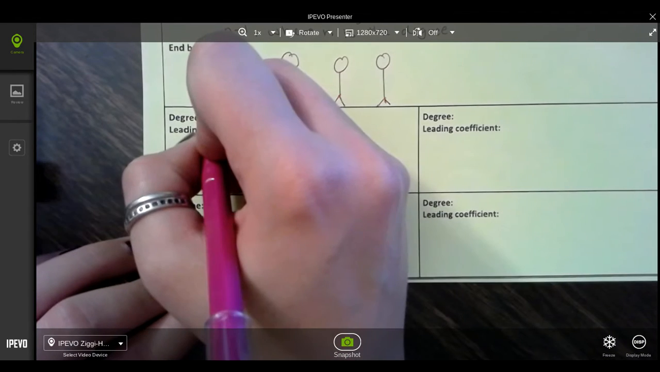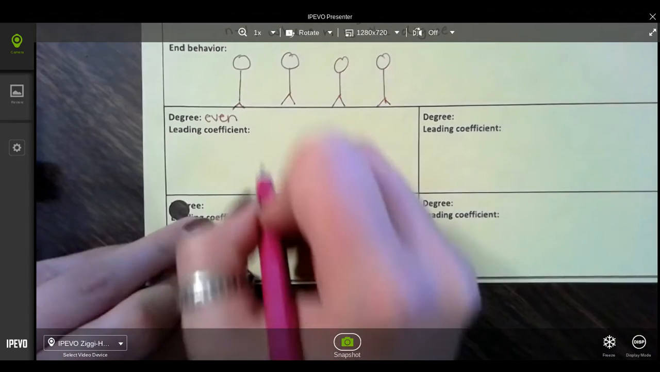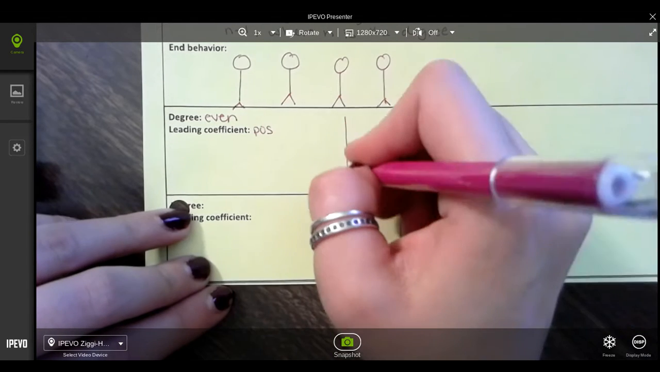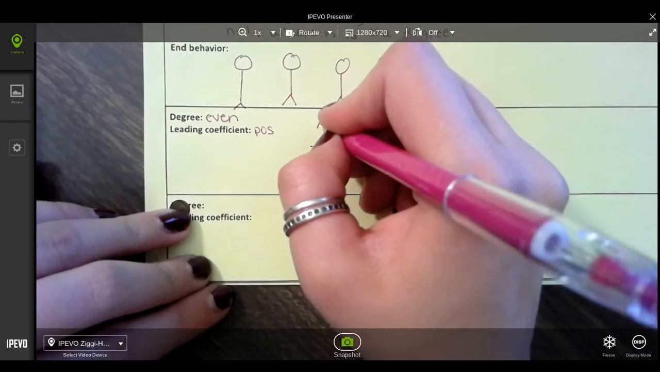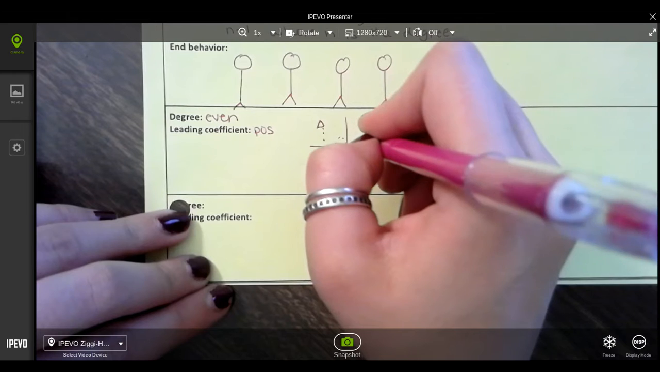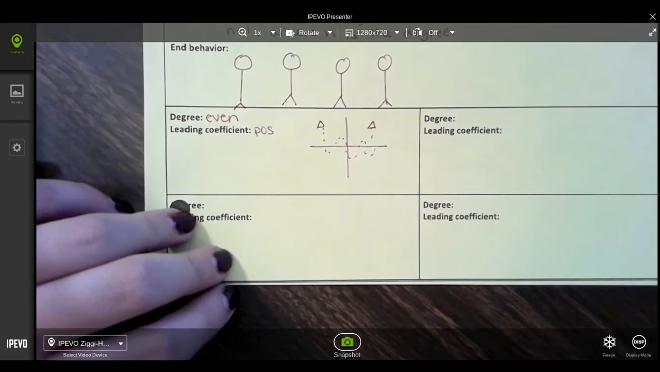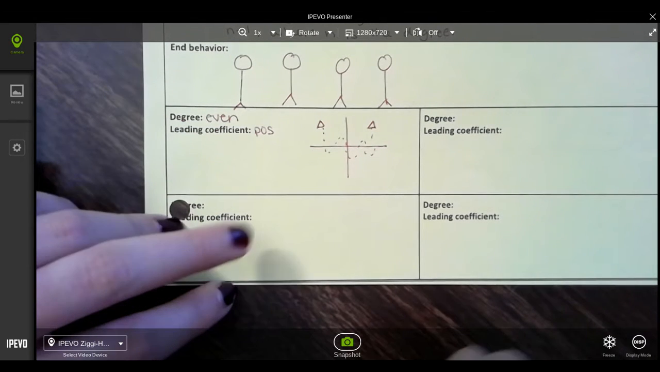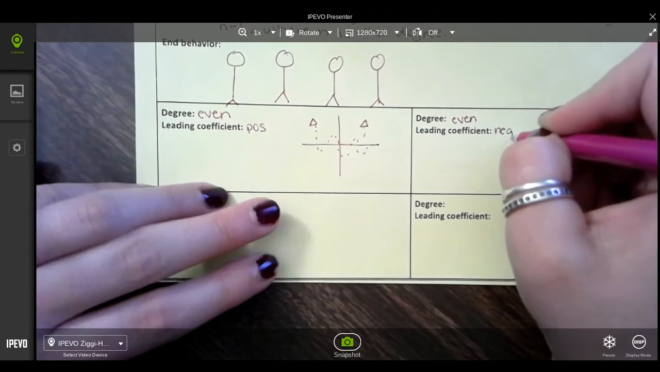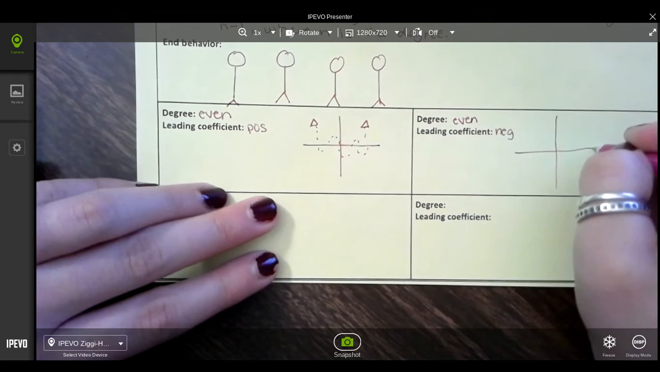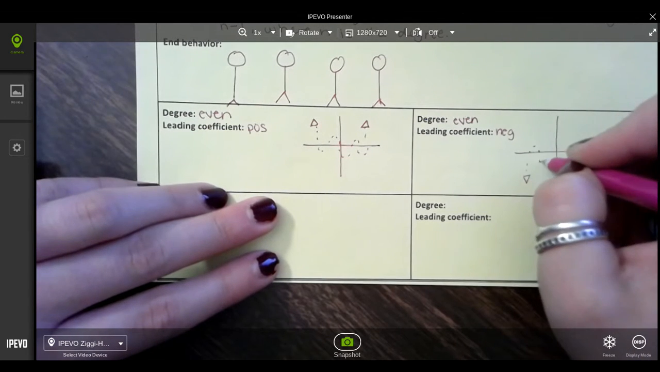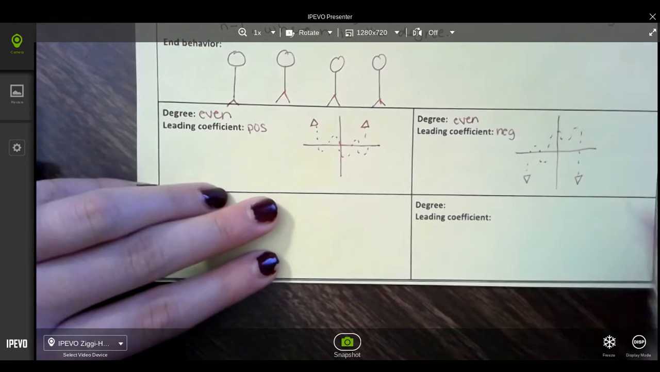When the degree is even, and the leading coefficient is positive, your graph is going to look something like this. Your end behavior is going to both end up at the top, and you're going to have a possible graph that might look like that. When your degree is even but the coefficient is negative, the end behavior is going to end all the way at the bottom, and you're going to have a possible graph that looks something like this.